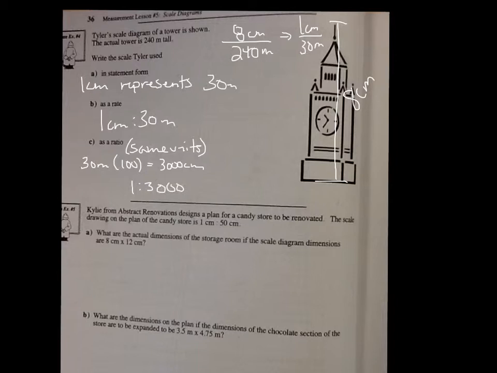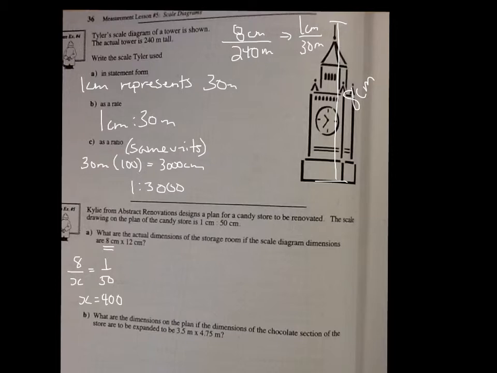Alright, Kylie from Abstract Renovations designs a plan for a candy store to be renovated. The scale drawing on the plan of the candy store is 1 centimeter to 50 centimeters. What are the actual dimensions of a storage room if the scale diagram dimensions are 8 centimeters by 12? So we set up our ratio. Let's deal with the 8 centimeters first. So 8 centimeters over x, it's the unknown, is equal to 1 over 50. If we cross multiply, 8 times 50 is 400.